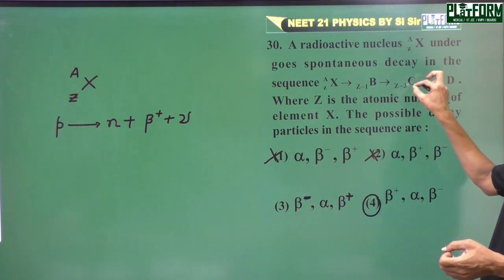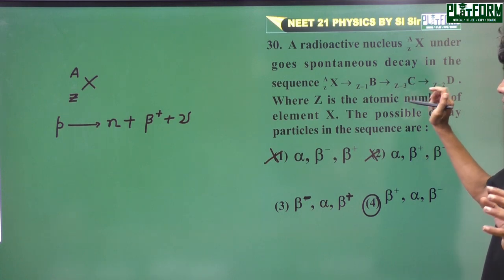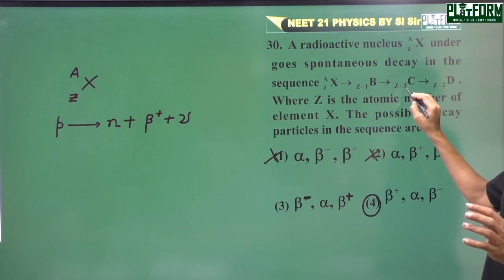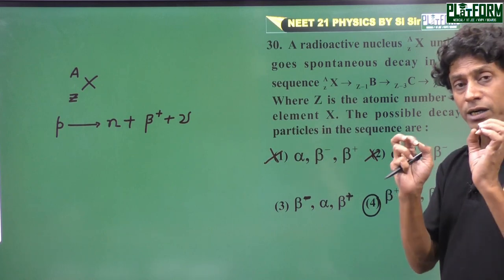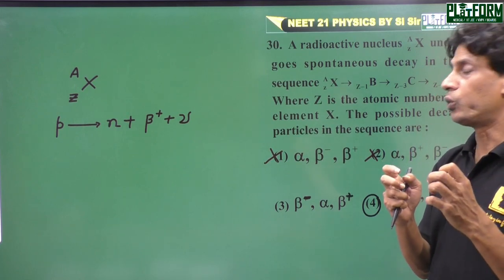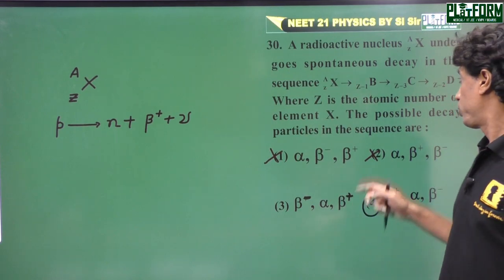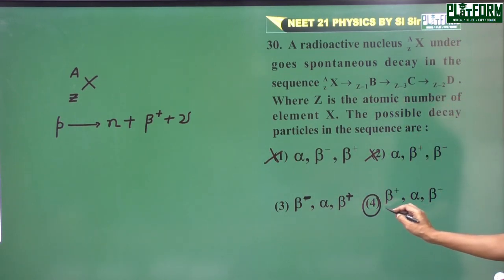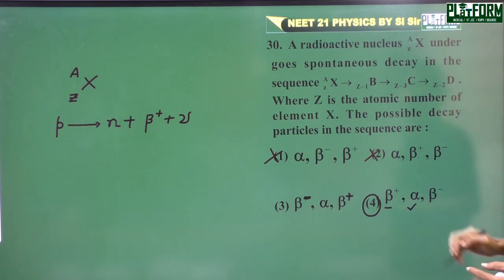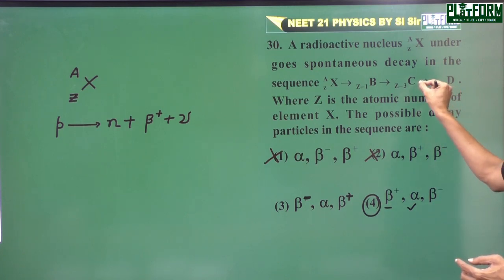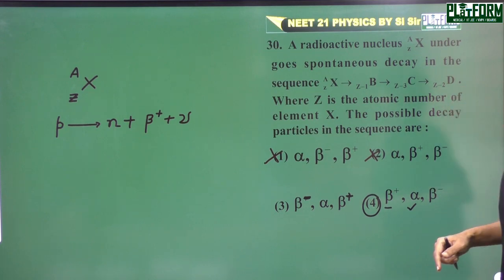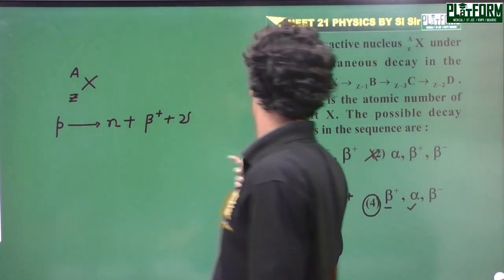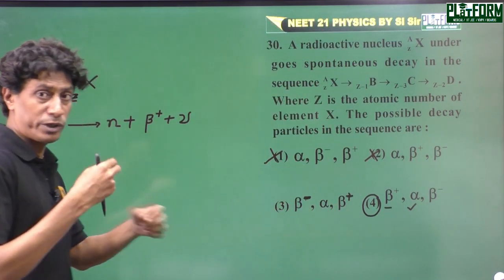Let us check the other reaction here for your better understanding. Atomic number decreases by 3, that is, certainly an alpha particle emission has taken place, because due to 1 alpha particle emission, the atomic number decreases by 2, so this becomes Z minus 3. So beta plus alpha, and again, the atomic number increases by 1, Z minus 3 to Z minus 2, that is, atomic number increases by 1.